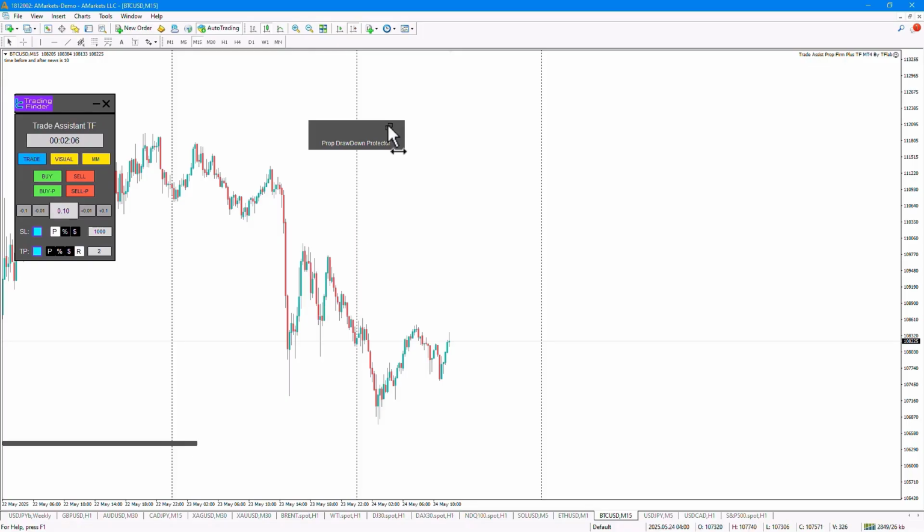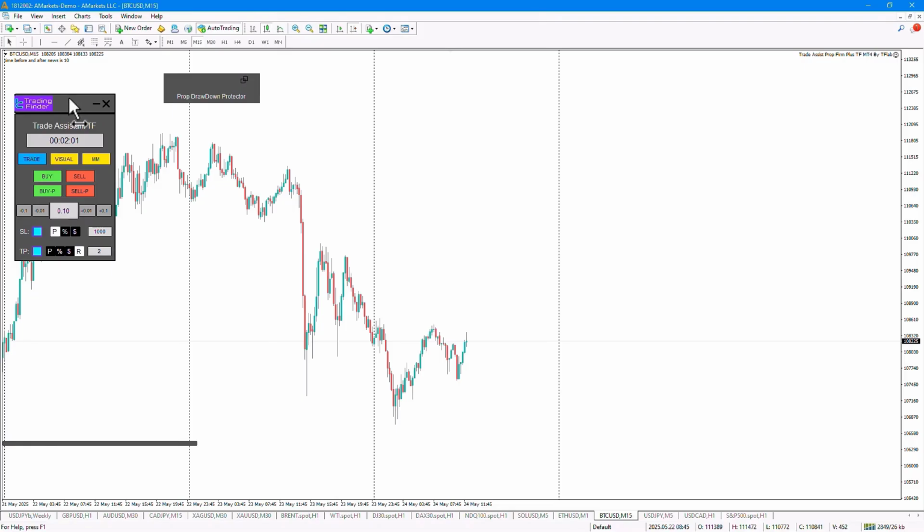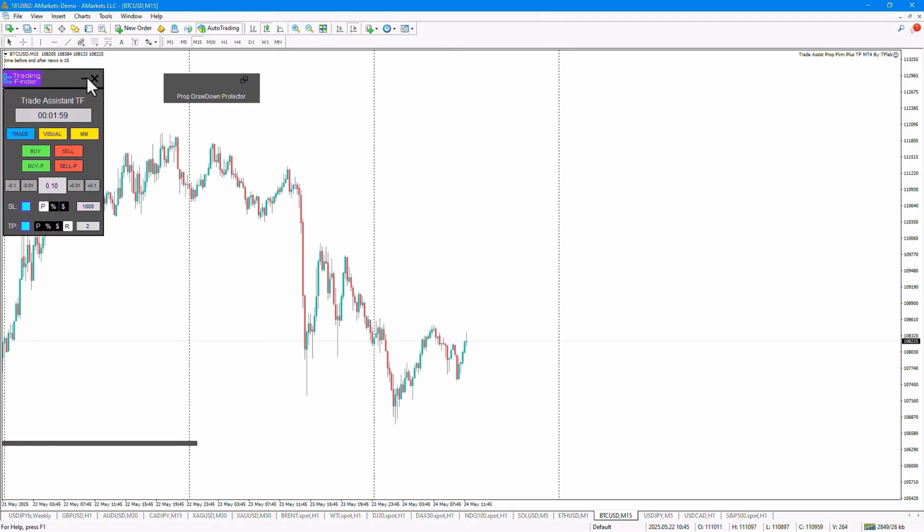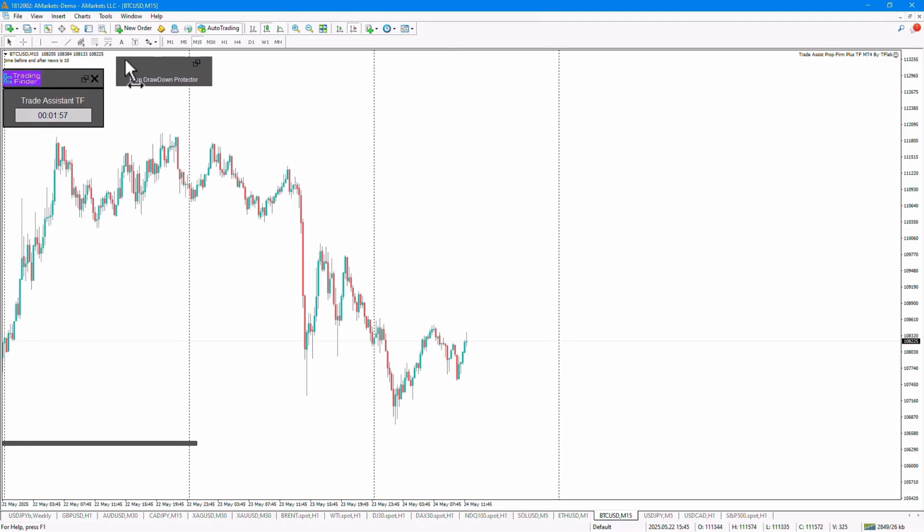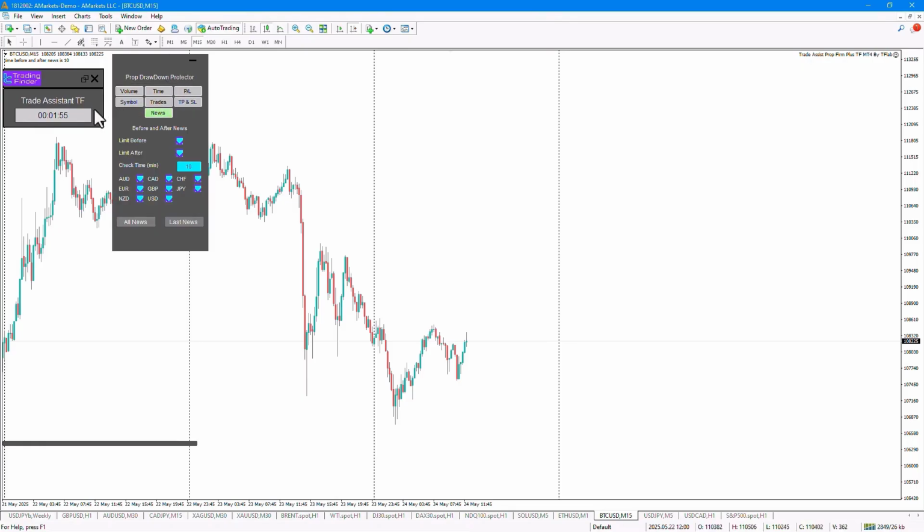By clicking on the minimize option, we can easily manage this panel just like the main panel and switch it to the minimum size to prevent the chart from becoming cluttered.